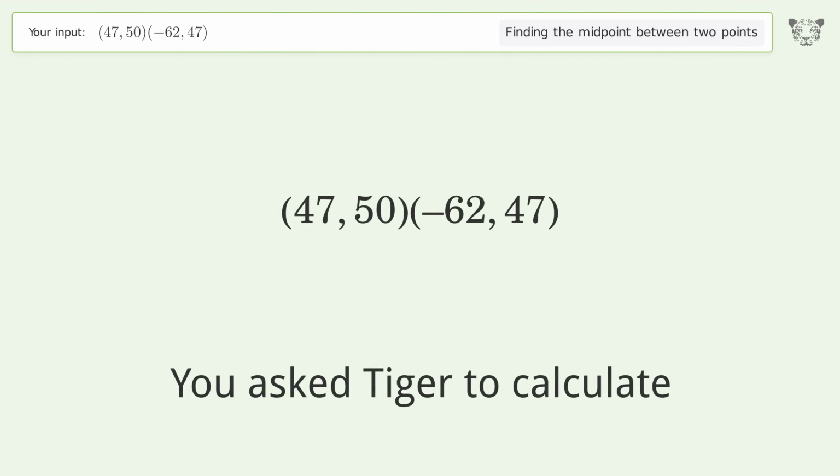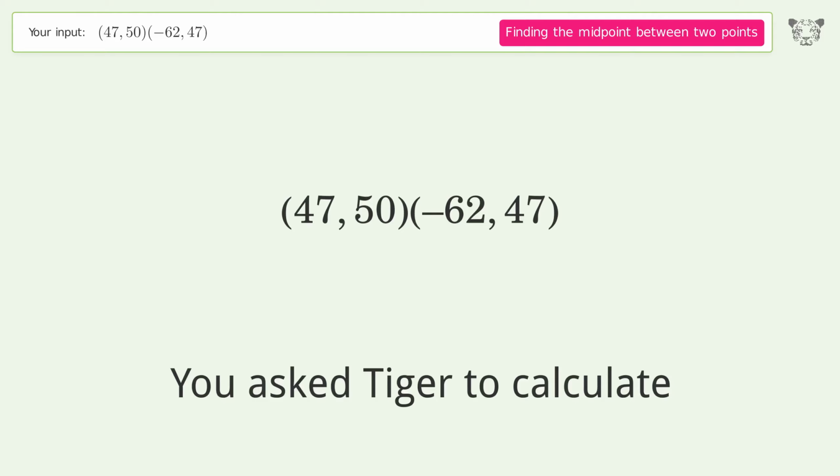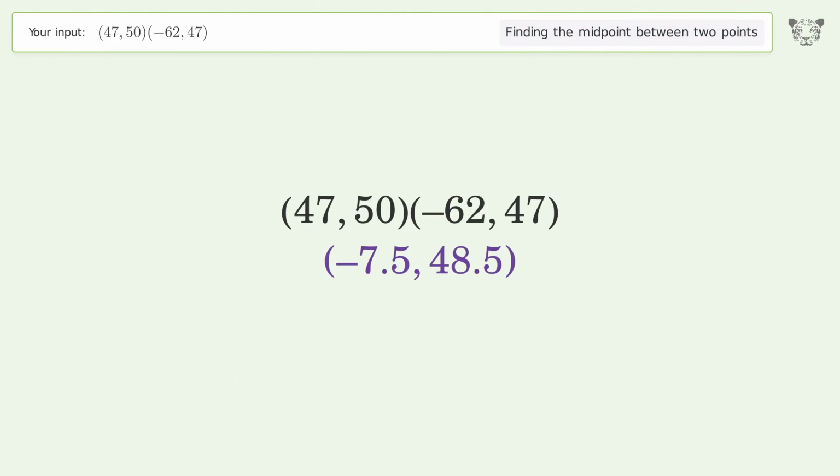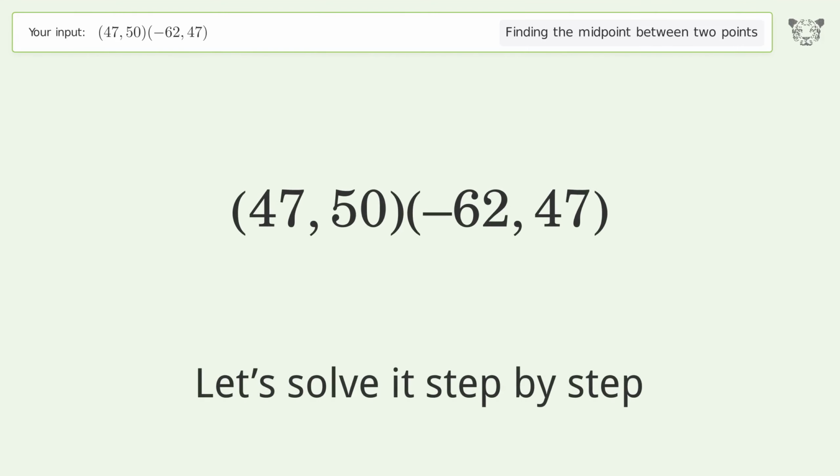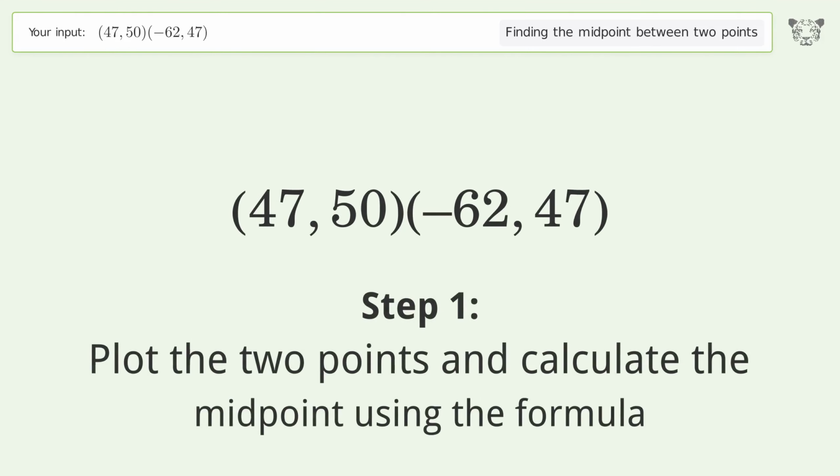You ask Tiger to calculate. This deals with finding the midpoint between 2 points. The midpoint between the 2 points is -7.5, 48.5. Let's solve it step by step. Plot the 2 points and calculate the midpoint using the formula.